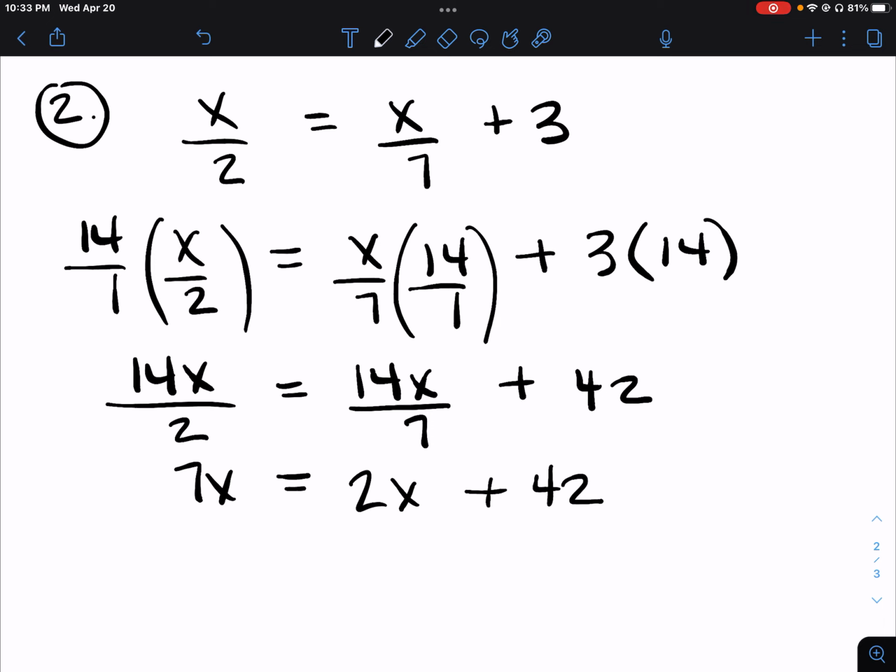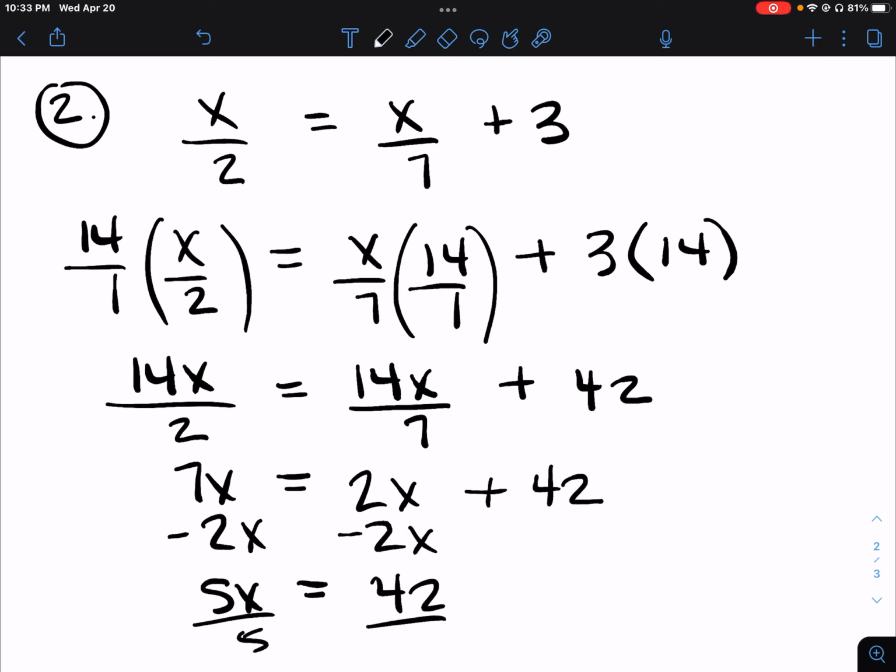Okay, I've got x on both sides. 7x minus 2x. Remember to keep that equal sign lined up. Divide by 5. So x equals 42 divided by 5. When it doesn't divide nicely, see if it reduces. If not, there's your answer.